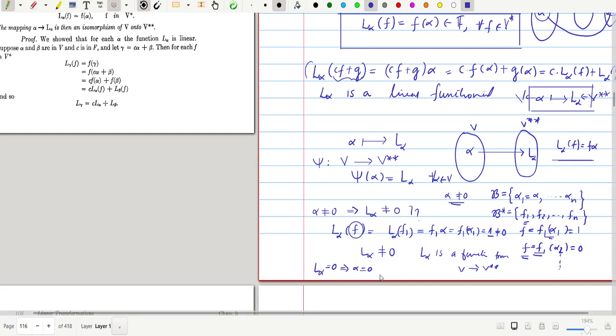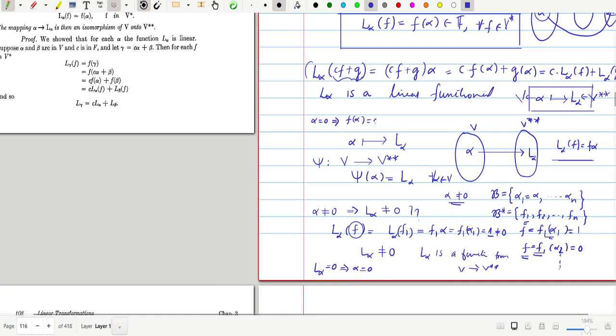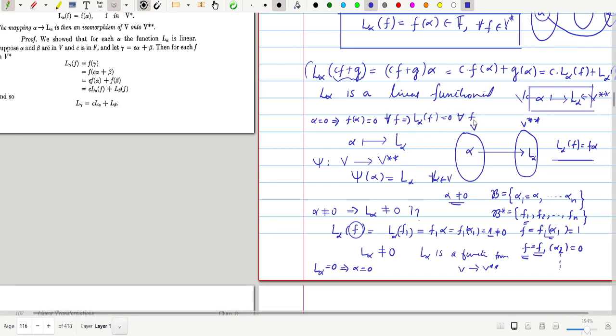Now we will prove the reverse implication as well. Whenever alpha equal to 0, L alpha equal to 0. That is very trivial. Whenever alpha equal to 0, you can say that f of alpha equal to 0 for all f. Okay, that implies that L alpha of f equal to 0 for all f. Okay, this shows that L alpha equals 0.